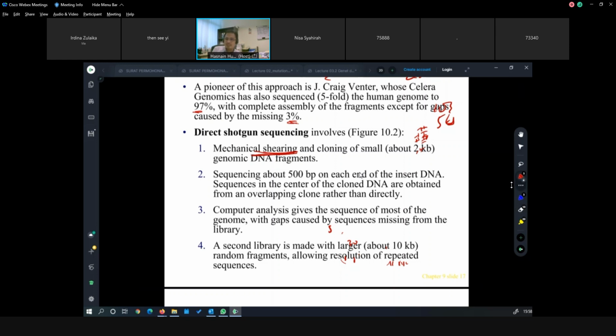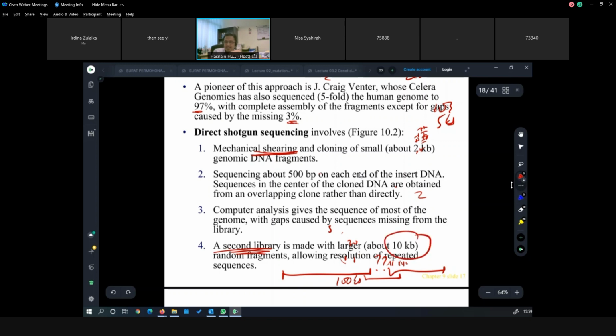So computer analysis gives the sequence of most of the genome, with gaps caused by sequence missing from the library. So sometimes you can have overlapping, let's say 100 kb, but then there are some regions that were not overlapping, so it becomes an unknown region over here. This one can use the shotgun approach, for example. And then those 2 kb are further confirmed by a second library of 10 kb.